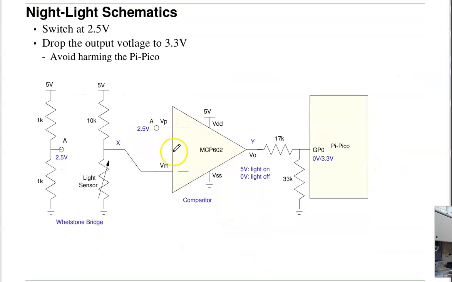In that case, this would be my circuit. Here's my 2.5 volts, my reference. Here's my light sensor. The way light sensors work, as lux goes up, the resistance goes down. So when it's really bright, R goes to 0, X goes to 0. A is greater than X when it's really bright. This is 5 volts when the room is really bright. So this is a circuit that will output logic 1 when the light is on, 0 when the light is off. And to generate 2.5 volts, I can just use the voltage divider.